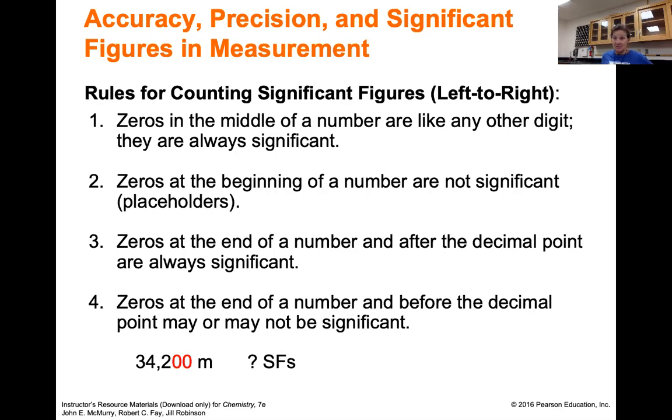Zeros at the end of a number and before the decimal point may or may not be significant. So when you say 34,200, you may not or you might know those 2 digits. So it would be better to write that in scientific notation, 3.42 times 10 to the 4th, if you wanted them to not be significant, or 3.4200 times 10 to the 4th if they are significant digits, because they're also there to represent that you're in the tens of thousands rather than in the hundreds.